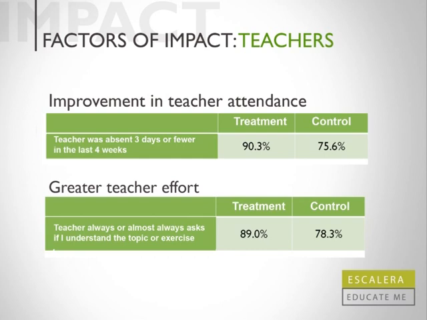And so what we see is that actually the treatment group has a 15% higher chance of reporting that their teacher was absent 3 days or fewer. We also see, when looking at the percentage of students that reported whether their teacher always or almost always asked if their students understood the topic that they were covering, that the treatment group had a higher percentage of students agreeing with that statement.